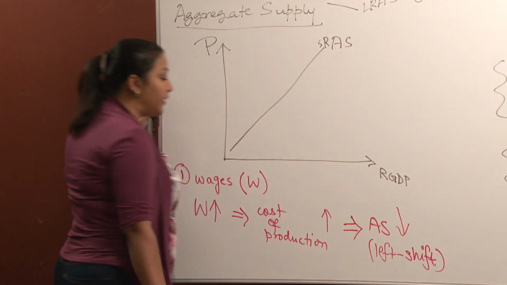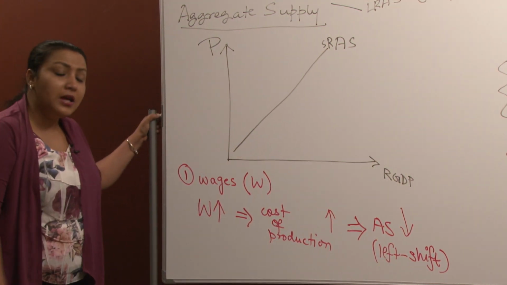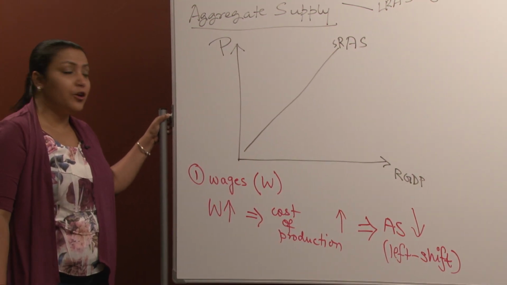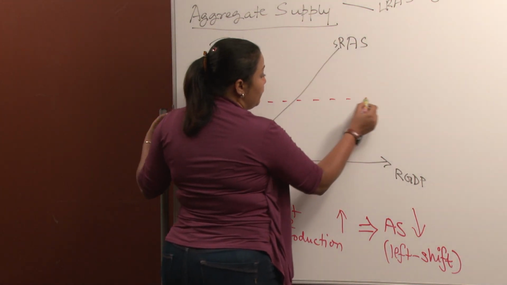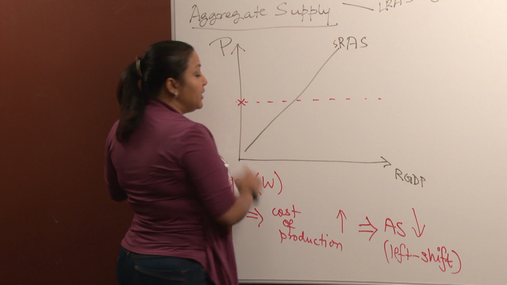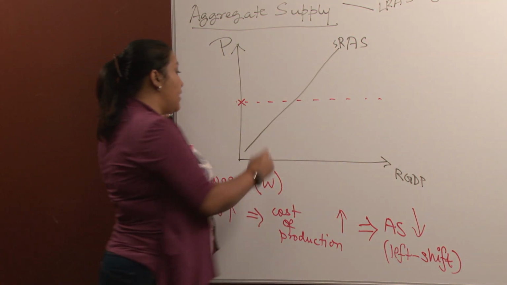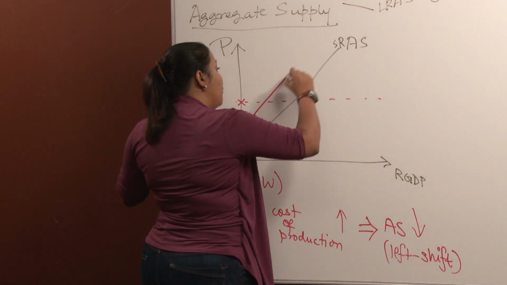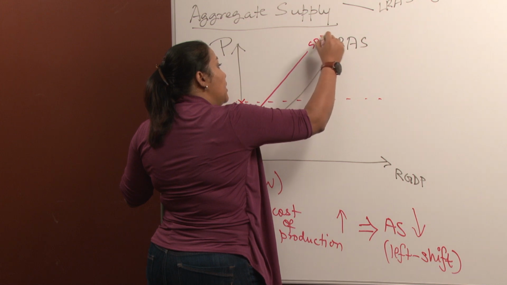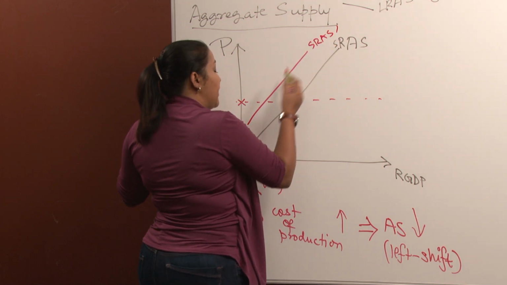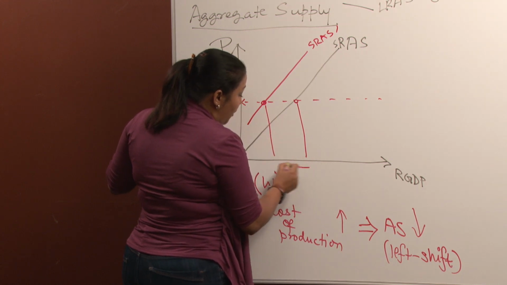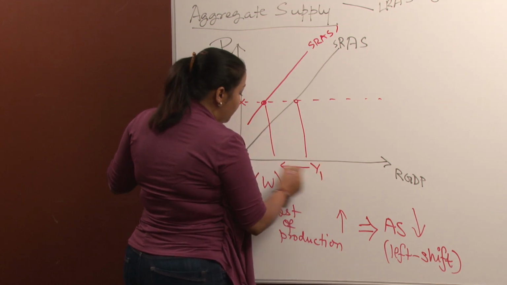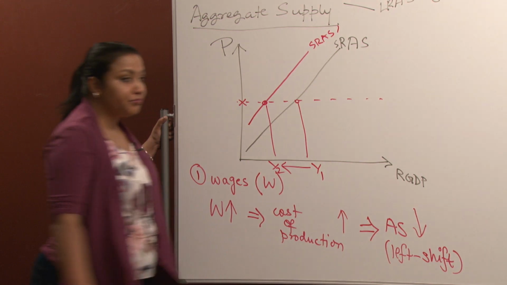So, since the aggregate supply is going down, that translates to a left shift, which means that with no inflation or deflation happening, the price index staying constant, there is a left shift of the short run aggregate supply to something like that, SRAS dash, and as a result of that, the real GDP of the economy goes down from say Y1 to Y2.